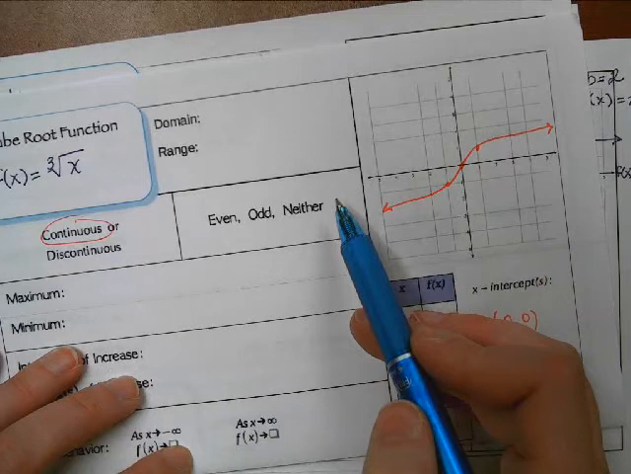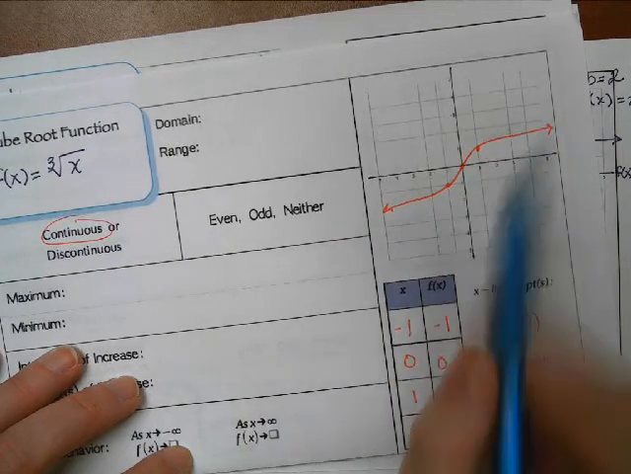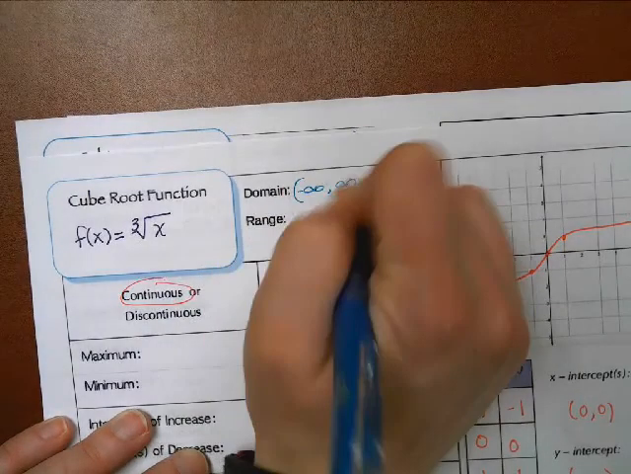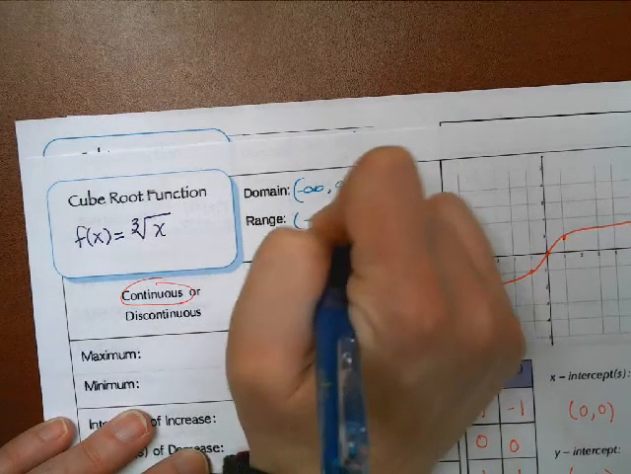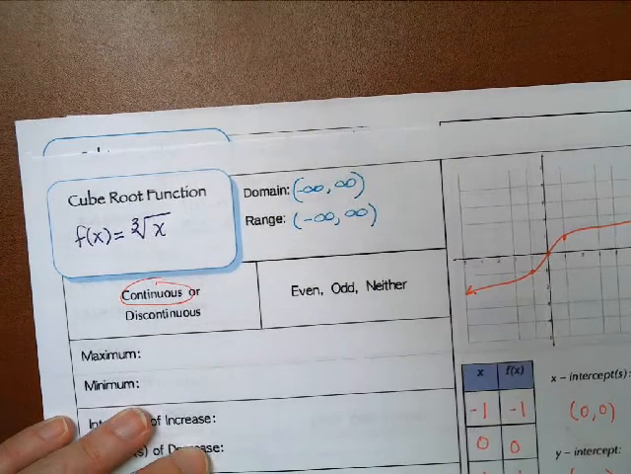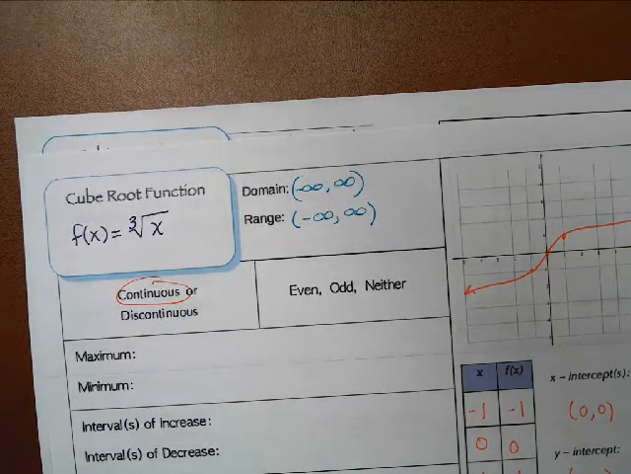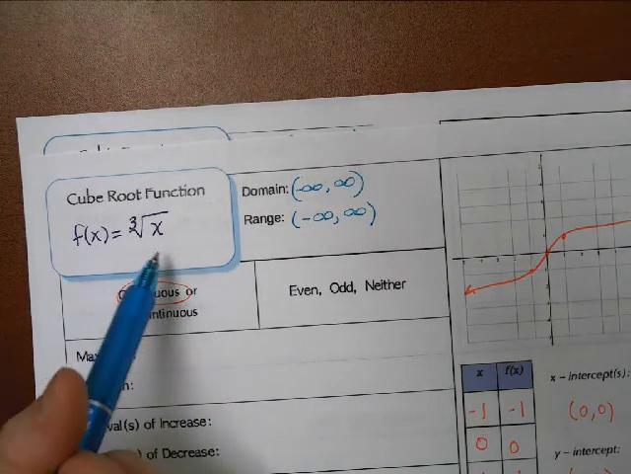Last but not least, the cube root function. What you see, no restriction on x and no restriction on y. Negative infinity to infinity for both. All right. Hopefully that'll help you guys finish your homework.